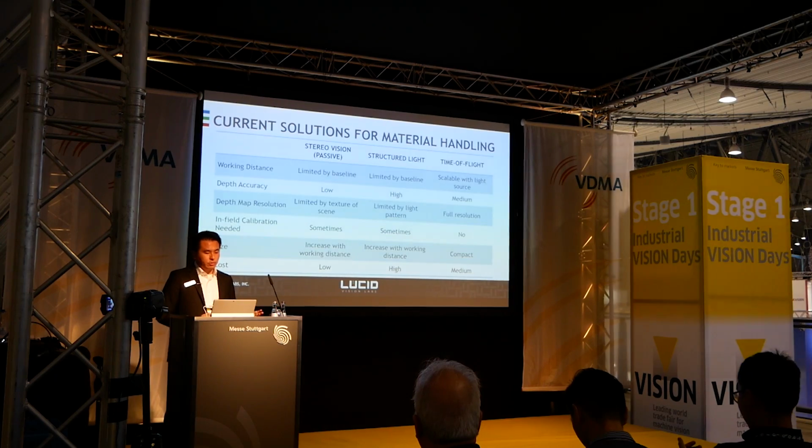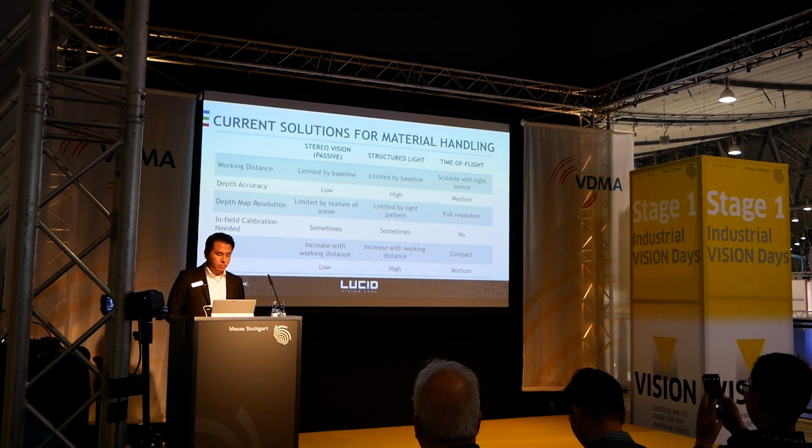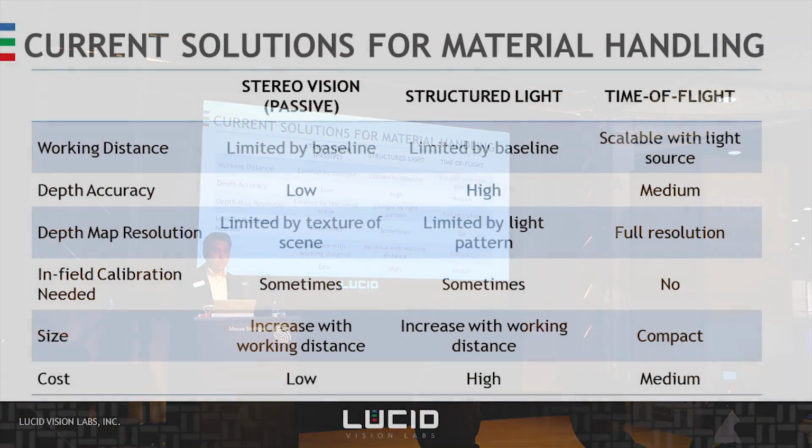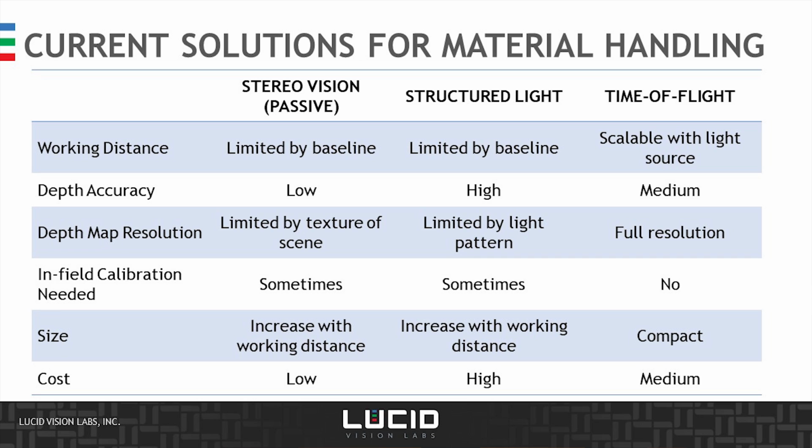So when we compared the three technologies, working distance for stereo vision and structured light are both limited by the baseline. For example, in stereo vision, as the target gets further away, it becomes harder to match the features. You'll need a larger baseline in order to match it better. But with time of flight, the working distance itself is scalable. You simply need more light in order for more light to bounce back and get better data.